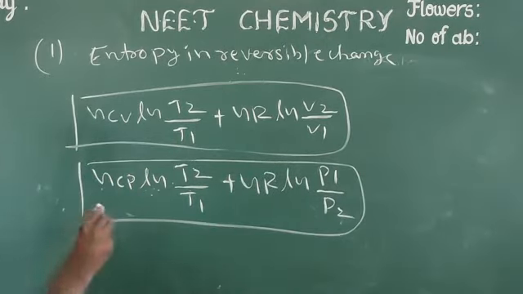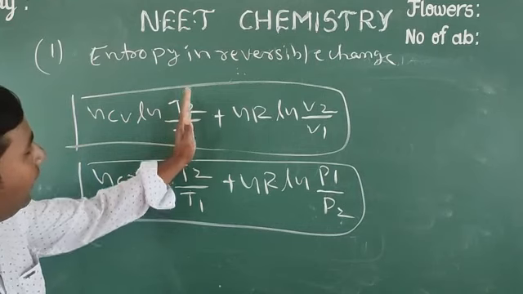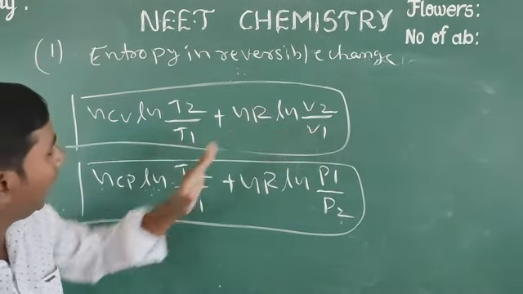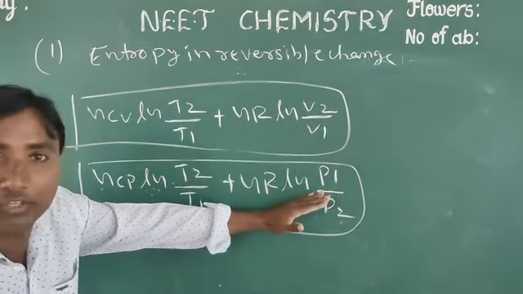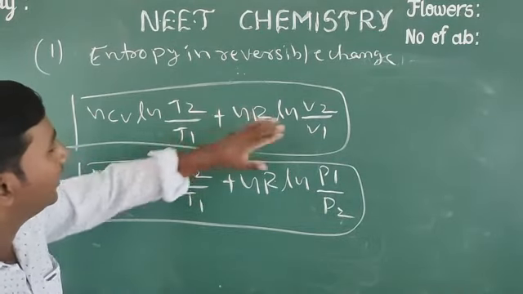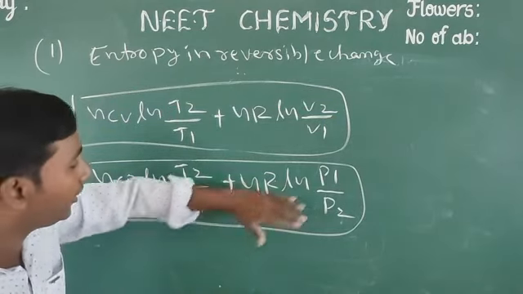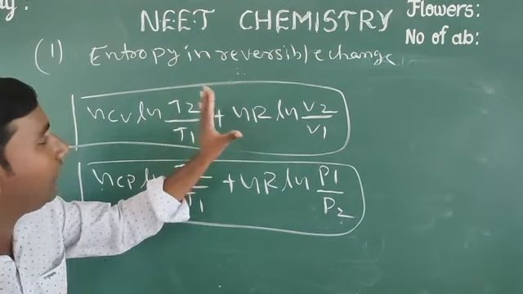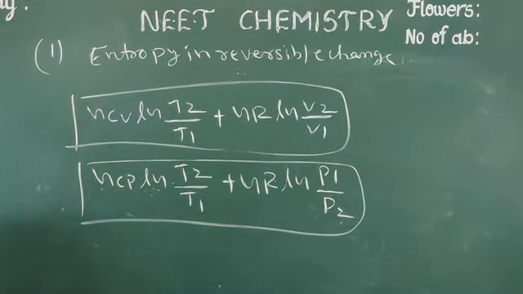This is the main formula. If isothermal, temperature remains constant, so the T2 by T1 term is eliminated and we use only the volume part. If isobaric, the pressure part is eliminated and we use only the temperature part. This is the main formula. Okay, next one.